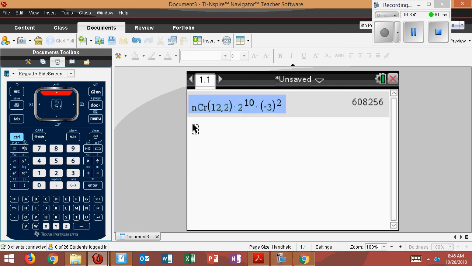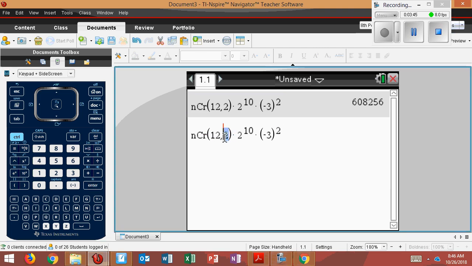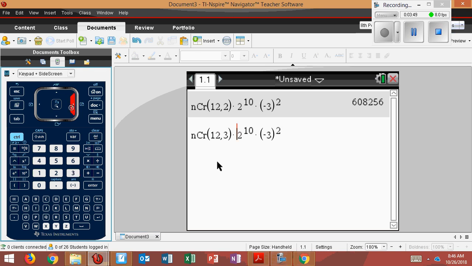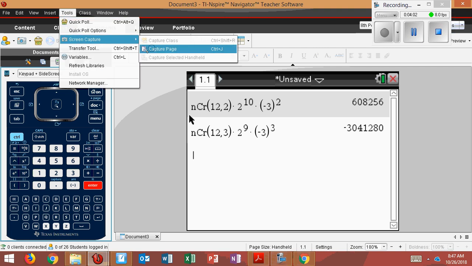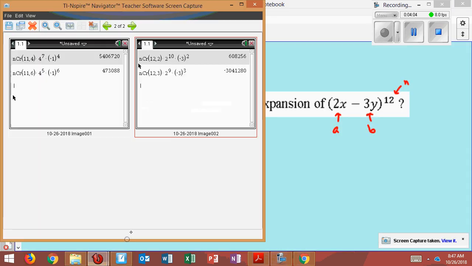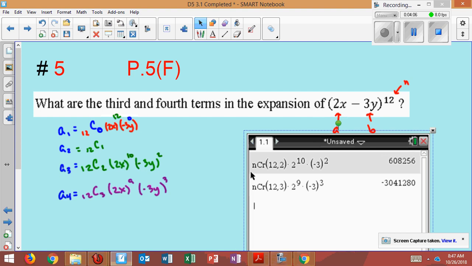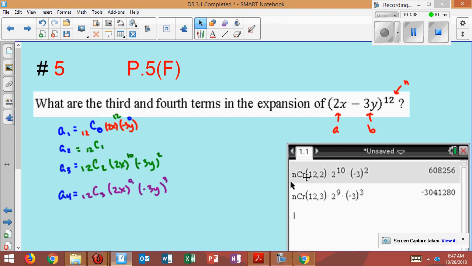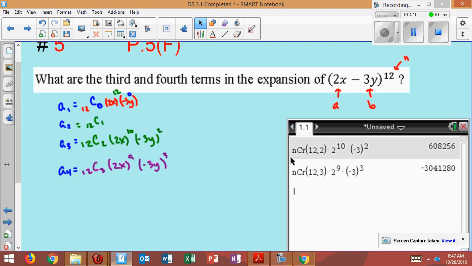And if I want the fourth term, I would raise this just one number. So this 2 right here becomes a 3. This right here becomes a 9. And this becomes a 3. And I get those values. So these will be my answers. I'll include the variables with them. Since it doesn't say coefficients, it says the terms, I'll go ahead and write the variables with them.